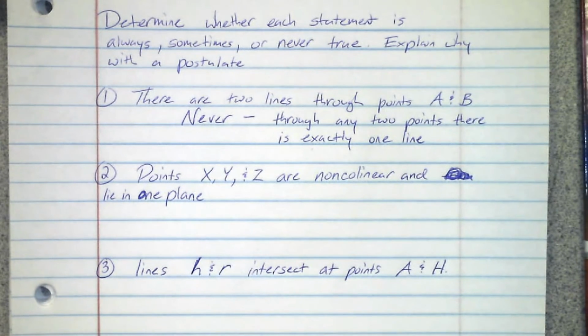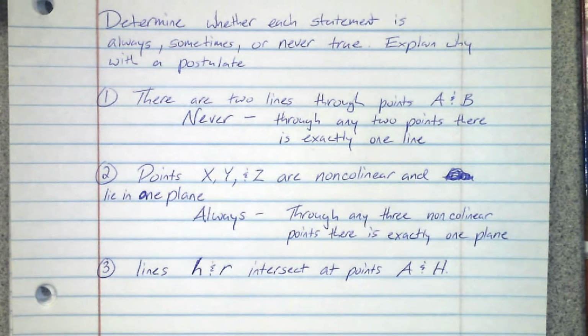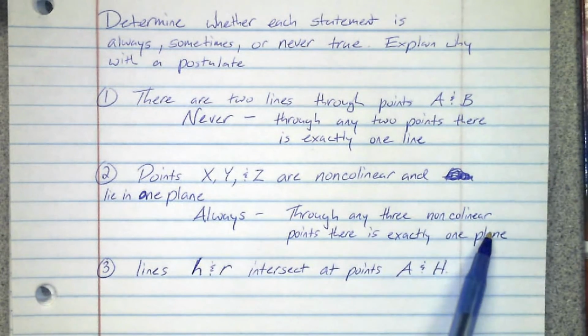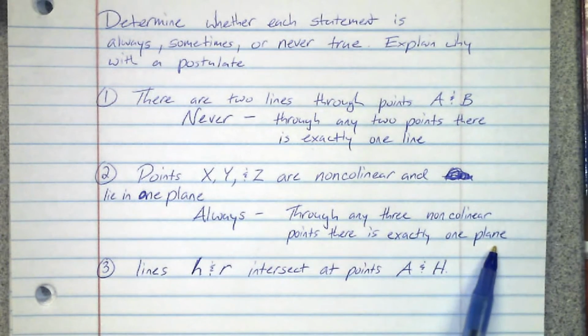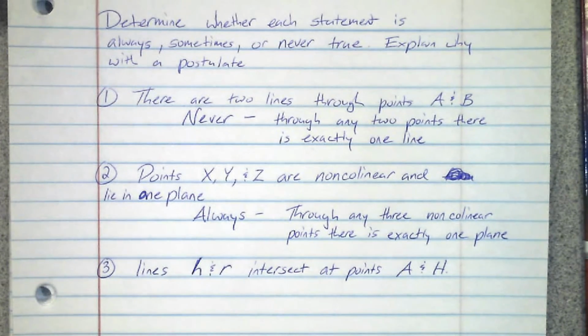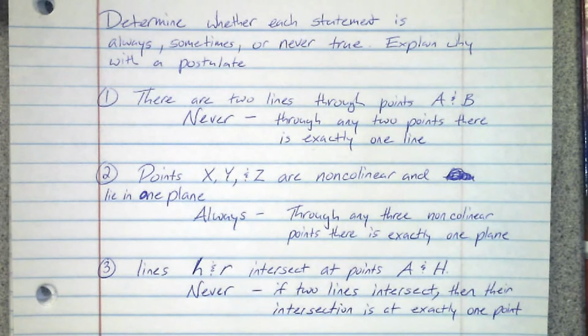Next one, points X, Y, and Z are non-collinear and lie in one plane. Well, this one's always going to be true. Postulate says through any 3 non-collinear points, what we have here, there is exactly one plane. So they lie in one plane. And this one here is never. If 2 lines intersect, then their intersection is exactly 1 point.